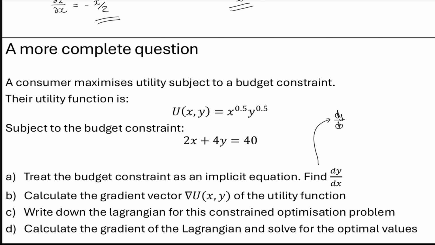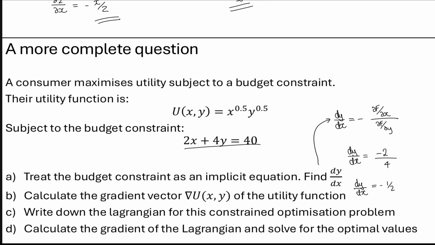So if we're treating it as an implicit function, we would have to do minus the partial derivative of the function with respect to x, all over the partial derivative of the function with respect to y. So that gives us minus 2 over 4, which is just minus a half.